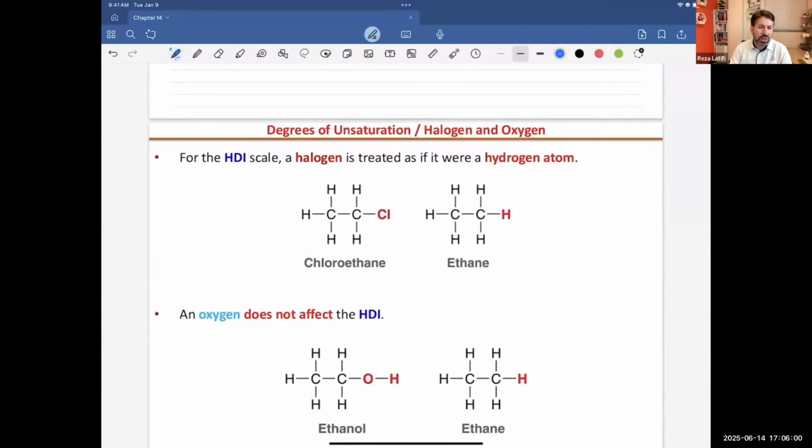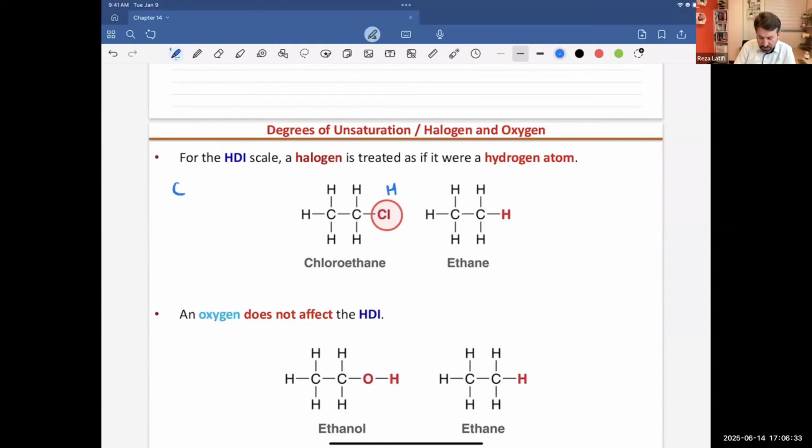And what will happen if we have other elements, instead of just carbon and hydrogen? Let's say we have a halogen, or, for example, oxygen and nitrogen. What's going to happen? If you have a halogen, then just simply ignore it and treat it as hydrogen. So I have chloride here. That chloride I can treat as hydrogen, and that's not going to change the hydrogen deficiency index.